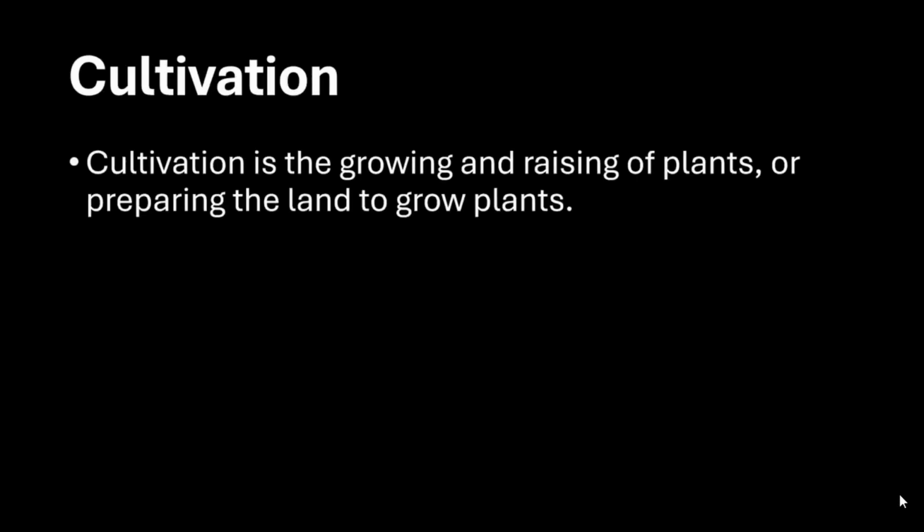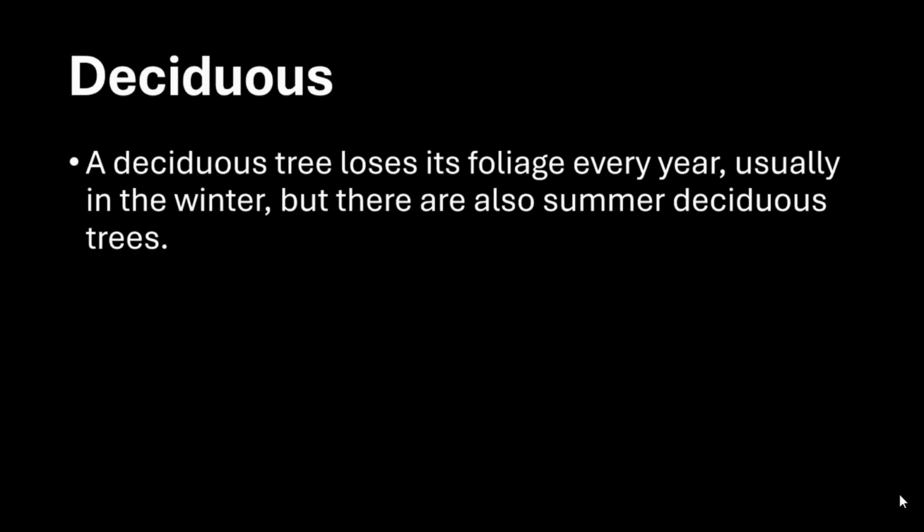Cultivation. Cultivation is the growing and raising of plants, or preparing the land to grow plants. Deciduous. A deciduous tree loses its foliage every year at the same time, usually in the winter, but there are also summer deciduous trees.